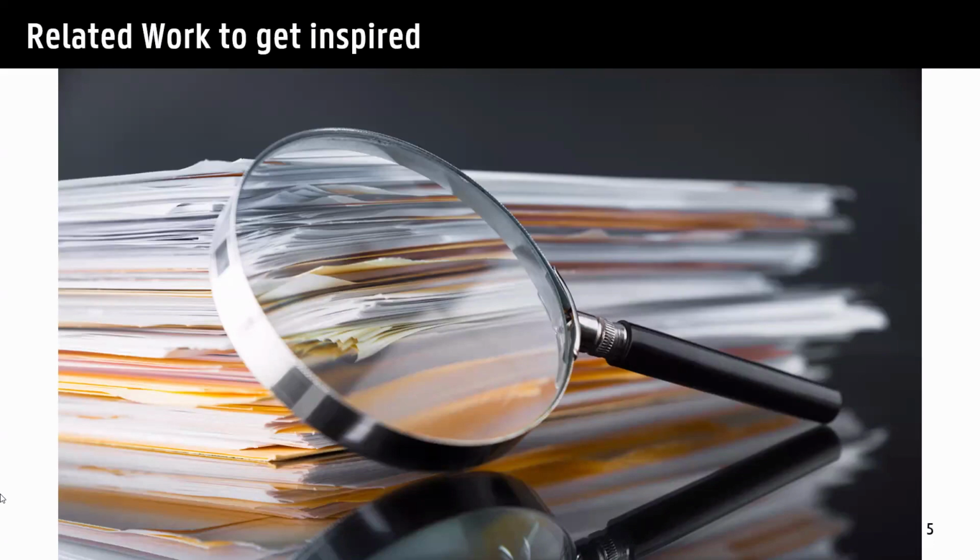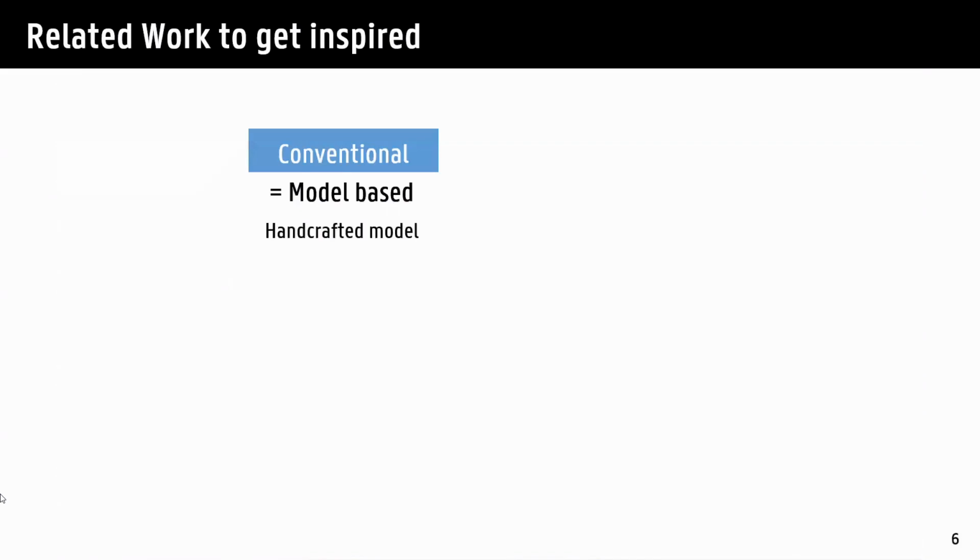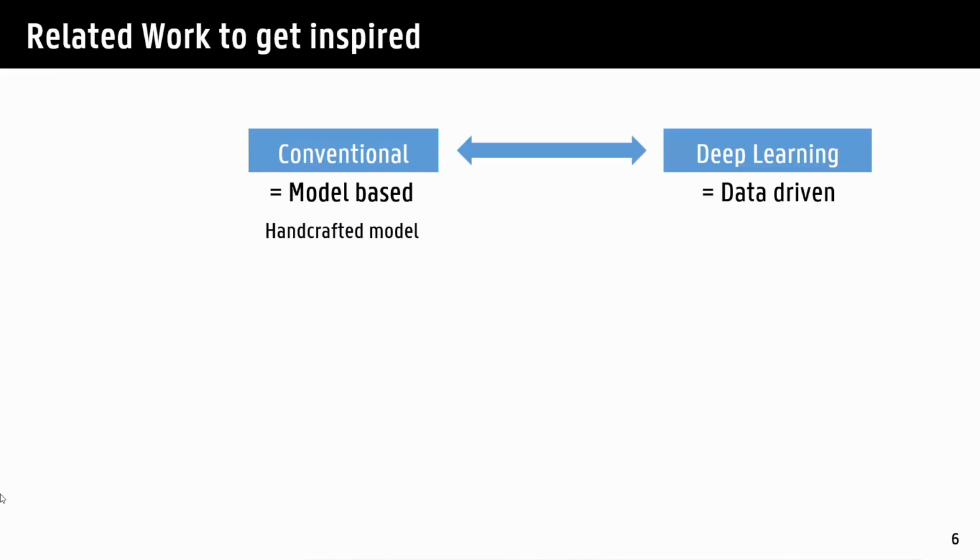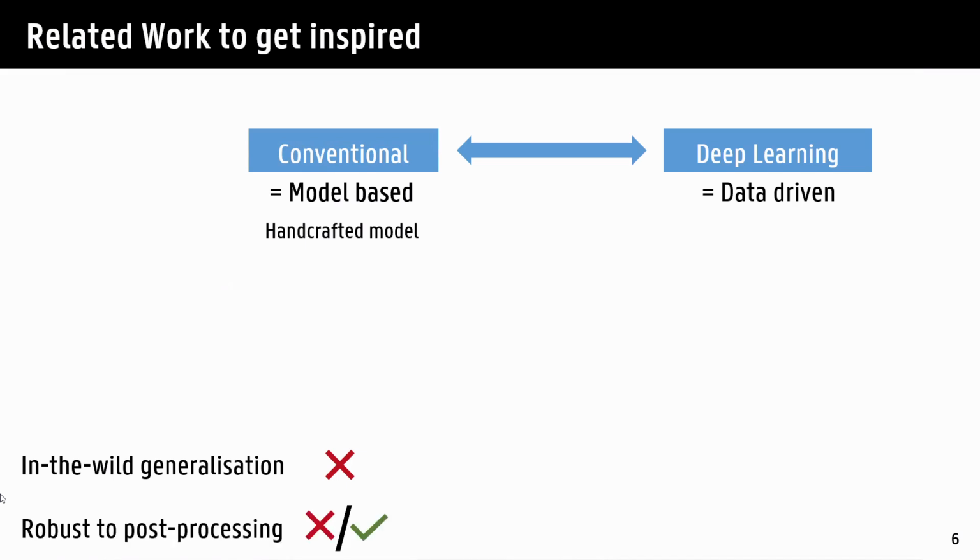So let's first look at some related work that was used to get inspiration for the proposed Comprint method. On the one hand, we have conventional methods that are typically a little bit older. They are based on handcrafted models, in contrast to the newer deep learning methods that are more data-driven. These conventional methods often do not generalize well yet to in the wild circumstances. They are performing quite good for the assumptions that they were made for, but they could still be better in generalization. Also in robustness to post-processing, these are not perfect yet.